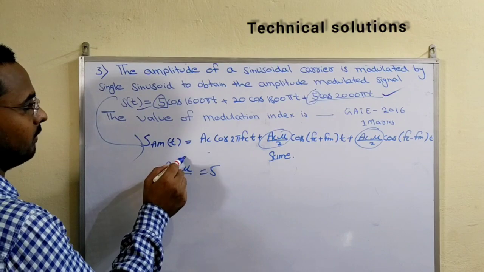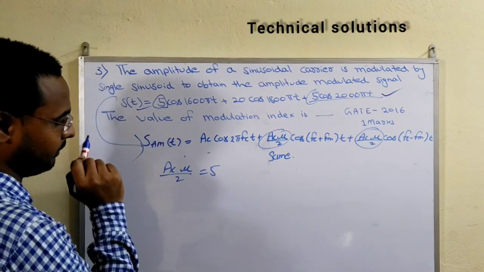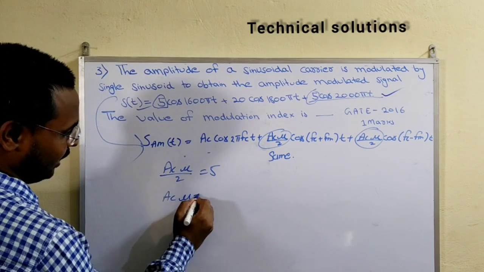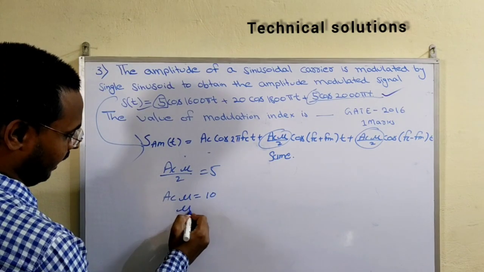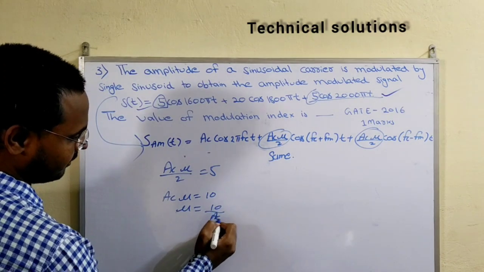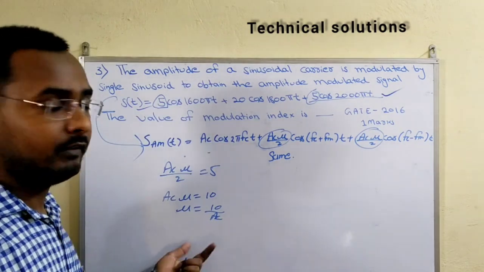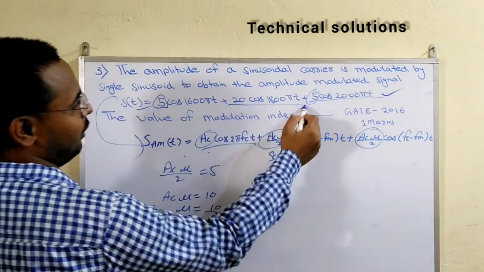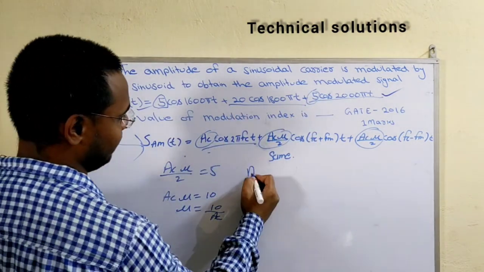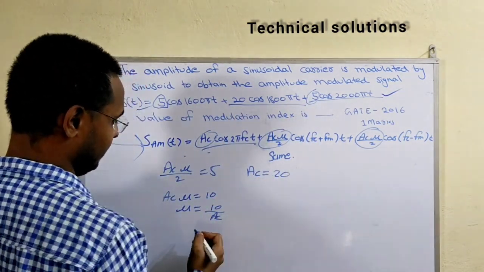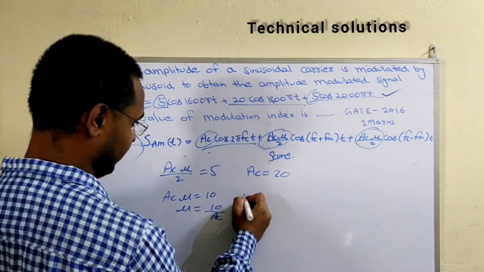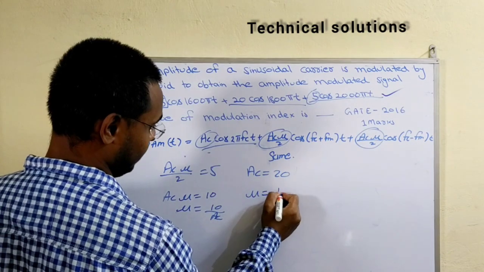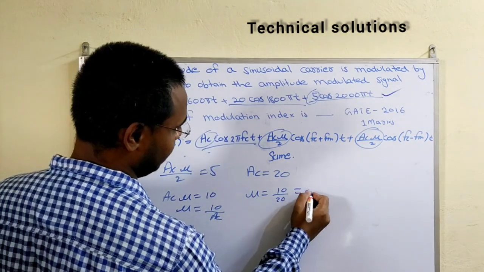Because we compare this equation with this equation. Fine. So AC mu is 10 and mu is 10 by AC. Now you have to find out the value of AC. AC cos 2 pi FCT. AC is what? 20. Then you will easily put the value to find the mu. Mu is 10 by 20 and it is 0.5.